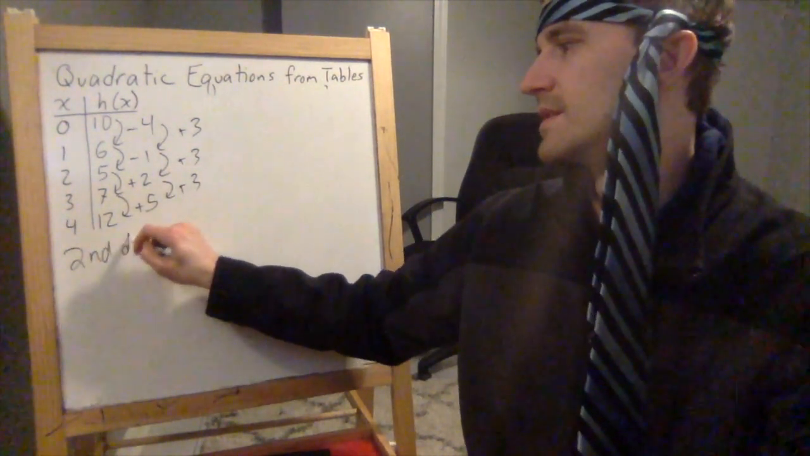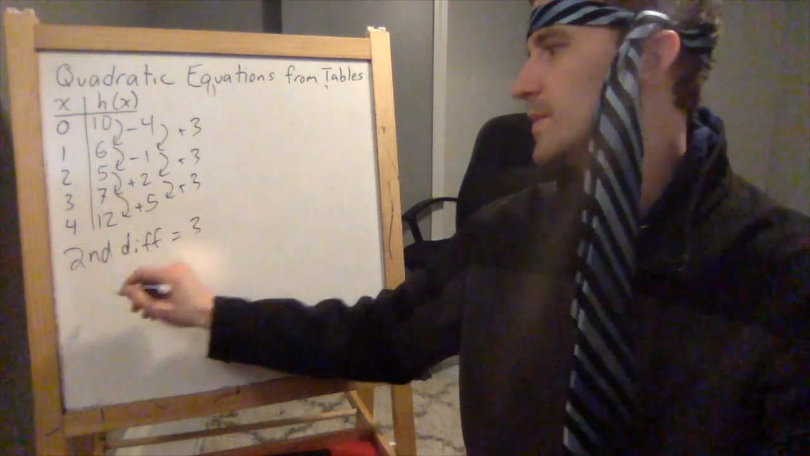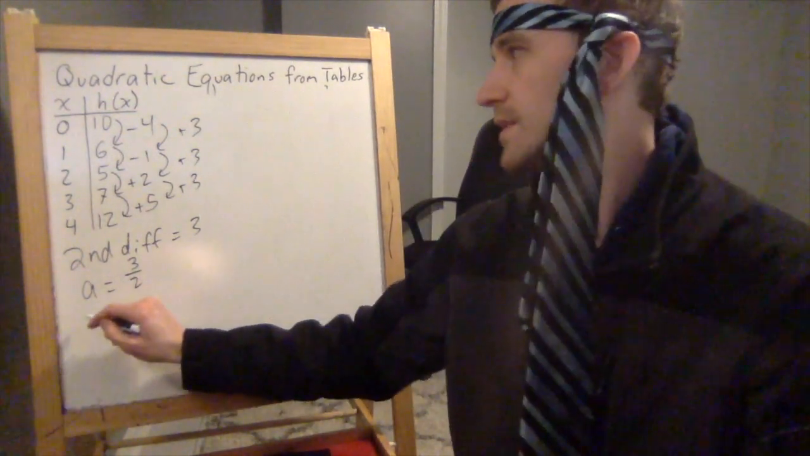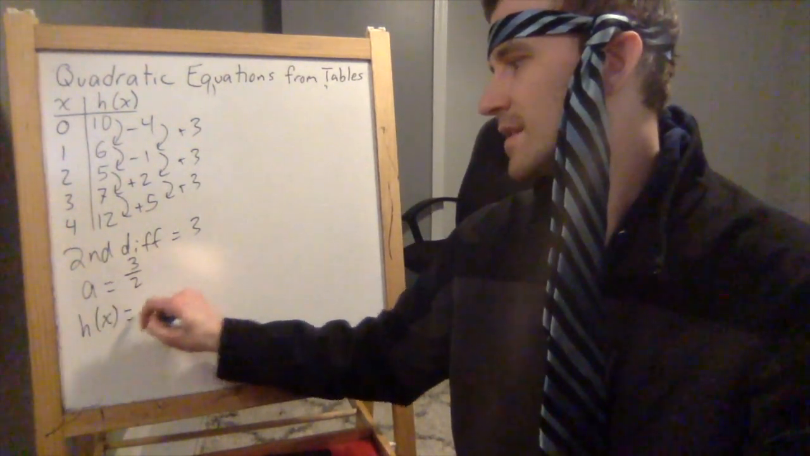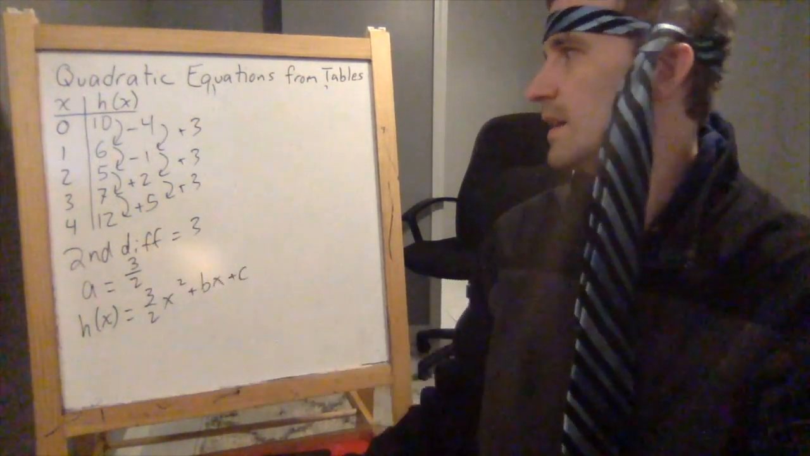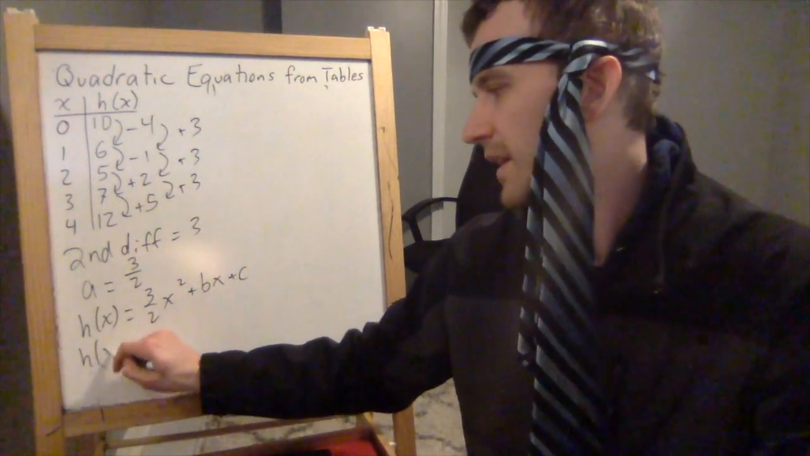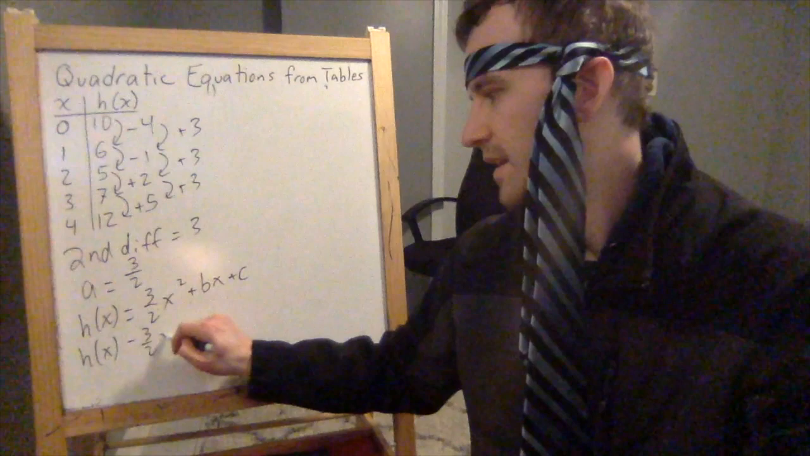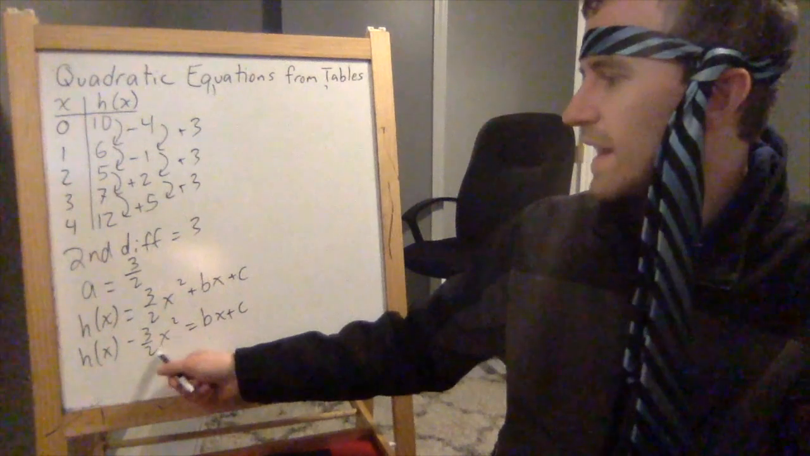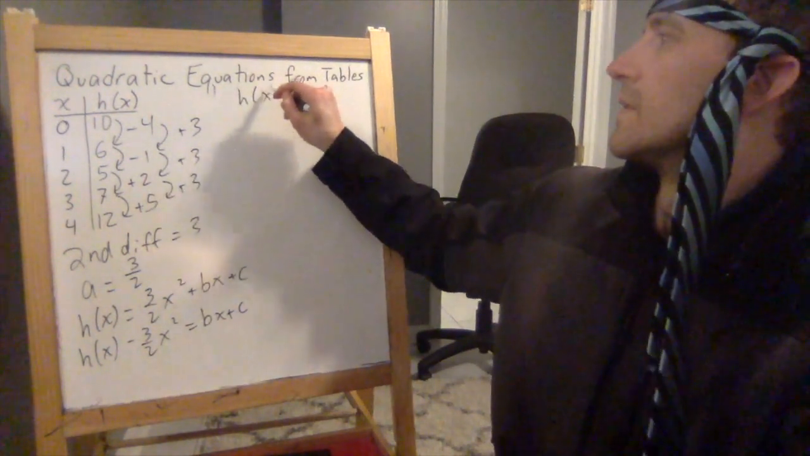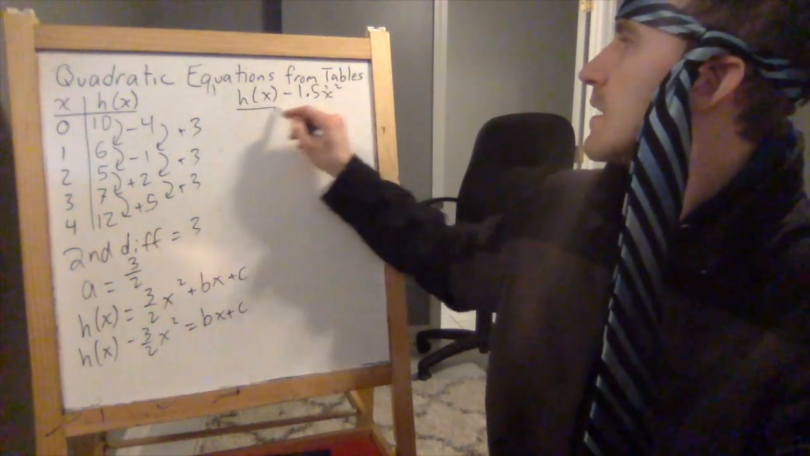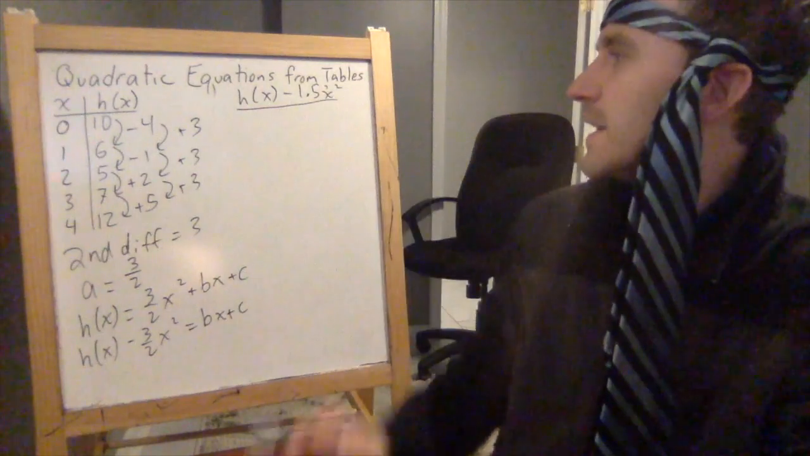Our second difference equals 3, which tells us that our value of a in our quadratic is 3 over 2. So h of x equals 3 over 2 x squared plus bx plus c. So if we want to get our b and c by setting up a linear equation, we can subtract 3 over 2 x squared. I'm going to do it in decimal form because I think that's a little bit easier for this case. h of x minus 1.5x squared.